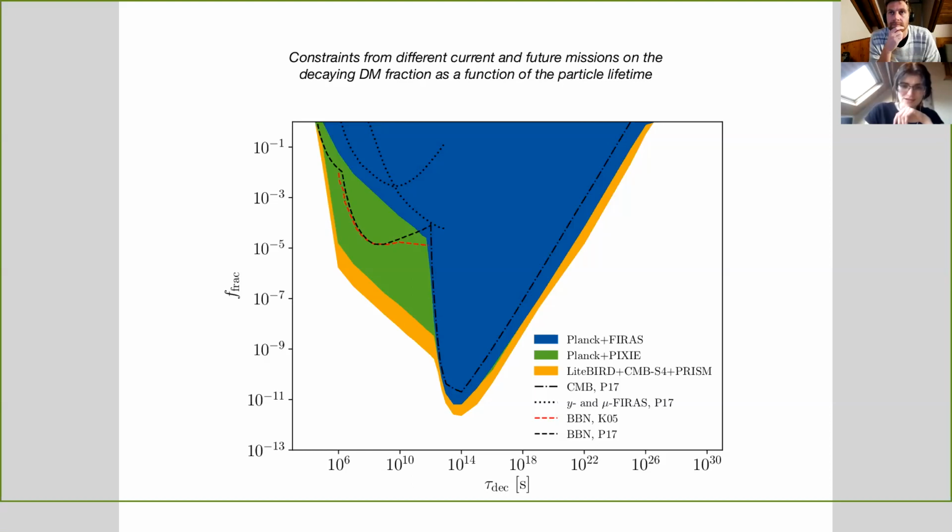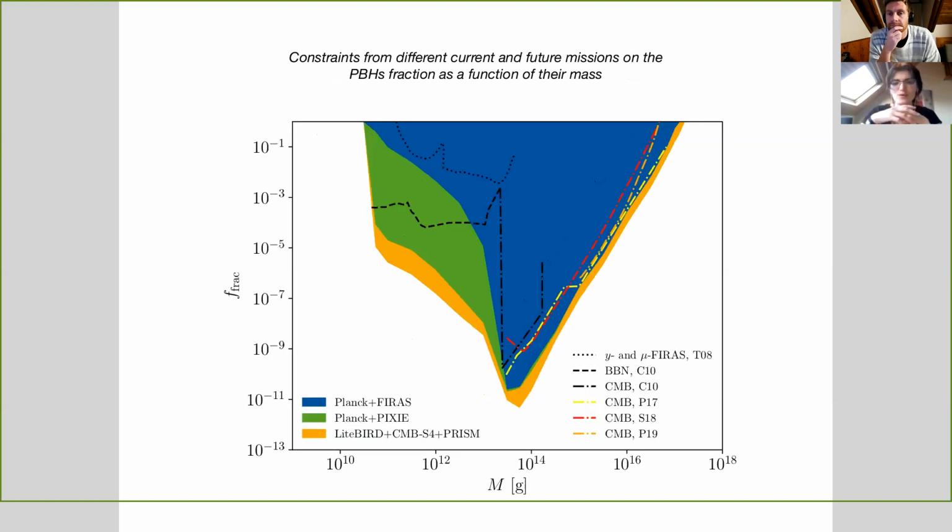We get a very similar plot if we move to the case of primordial black hole evaporation. So this is the same as before. The blue one is what we have currently with Planck and FIRAS. There's also BBN shown for reference. And the green one is what we would get just with PIXIE, which is already technology from 10 years ago. And the orange one is what we can hope to get with PRISM in the future.